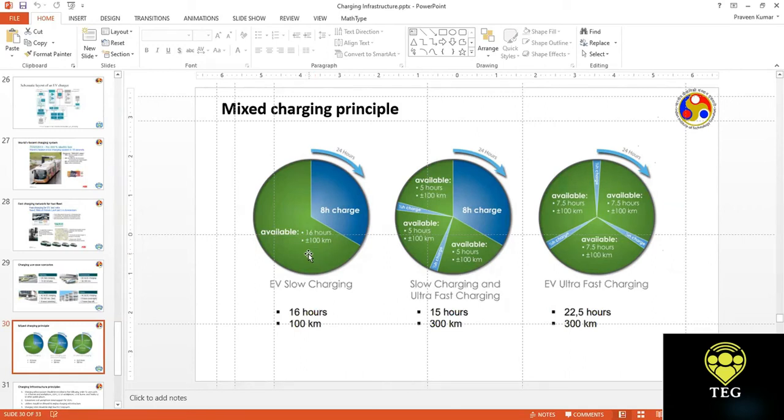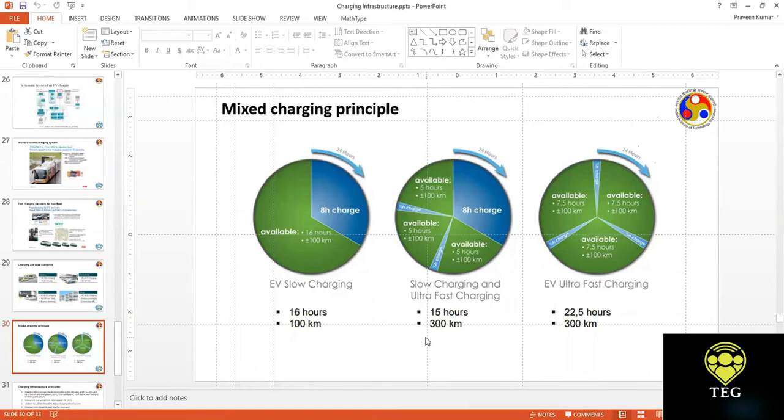But if you do a mix of slow charging and ultra fast charging, that means you charge 8 hours slow at night at your home, then you have, say, 15 minutes or half an hour of two small fast charging or ultra fast charging durations. Then the availability of the vehicle is 15 hours, because you have spent 9 hours in total for charging. So your vehicle is available for 15 hours, but your range is around 300 kilometers.